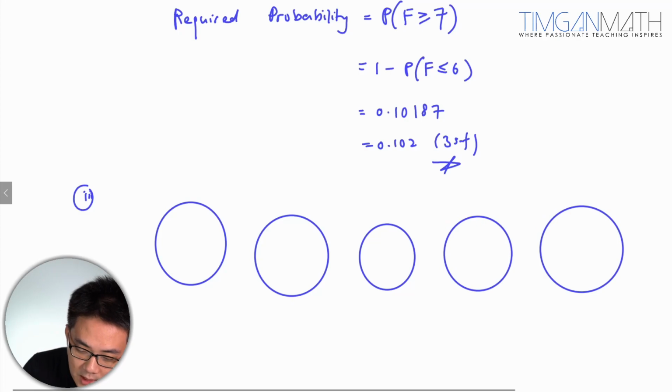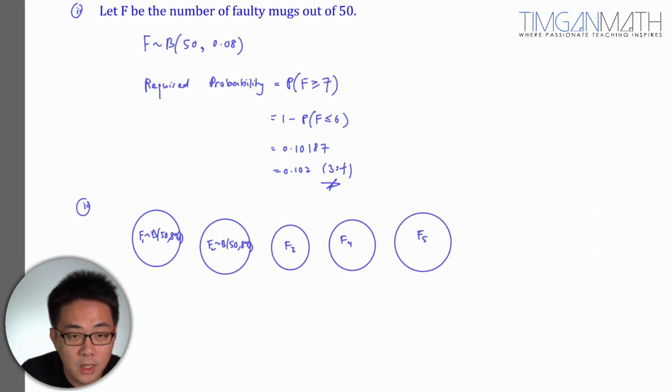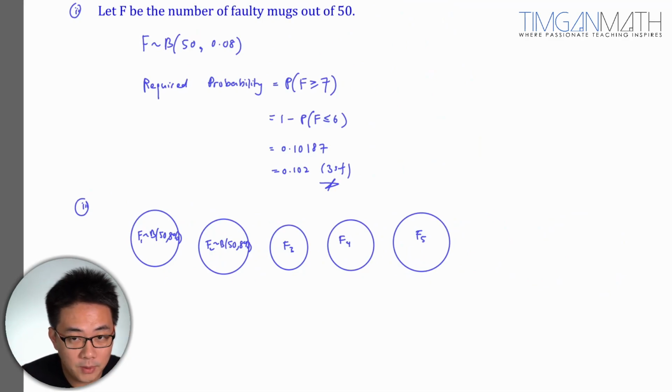Okay, so in this case here, every day it's just F binomial 50 and 8%. Same thing if this is F2, binomial 50 and 8%. And so on. So F3 and F4 and F5. Now you're told to find the probability that in a randomly chosen week of 5 days, at least 7 marks are found. At least 40 marks are found on no more than 2 days.